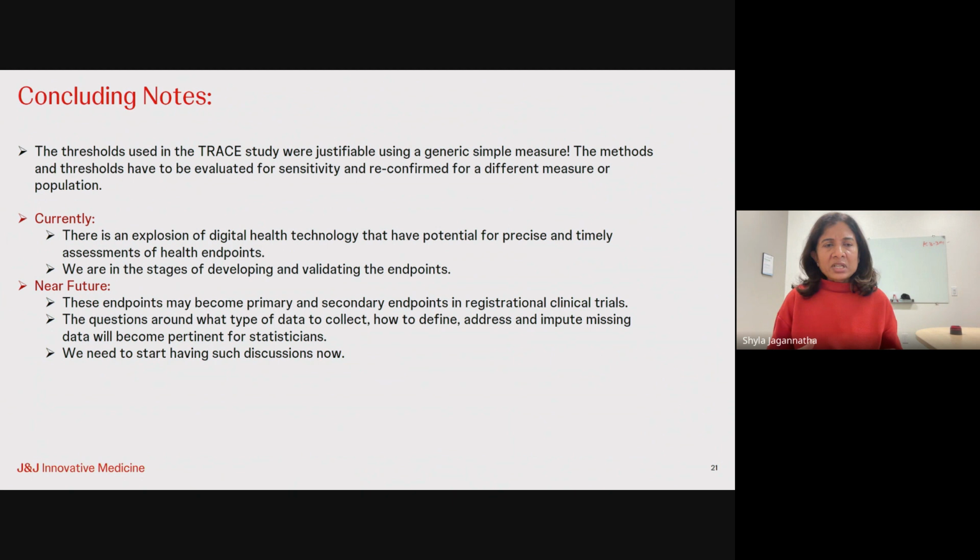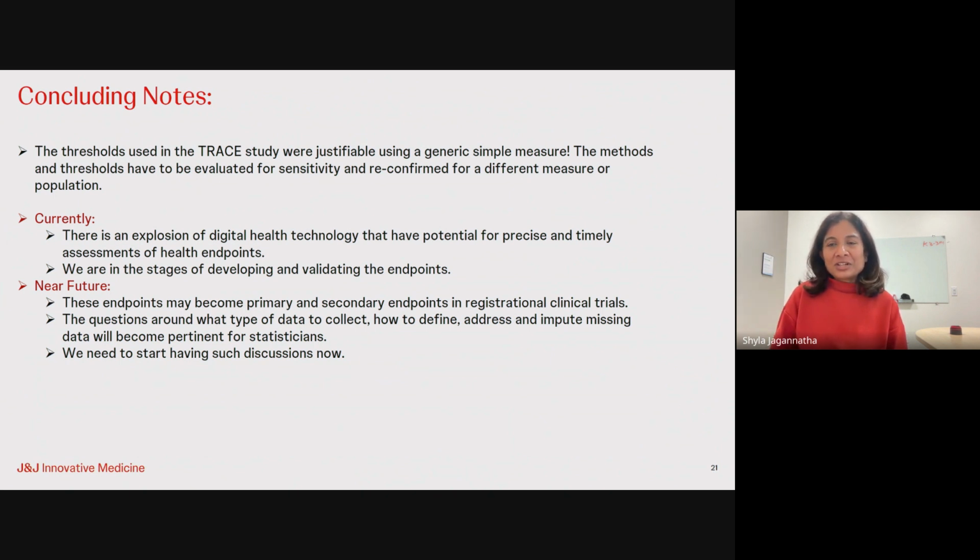I want to wrap up by saying currently, as we have been discussing, there's an explosion of digital health technology that has potential for precise and timely assessment of health endpoints. We are currently in the stages of developing and validating the endpoints, which, as you know from the previous presentations, is not a small task, but we are progressing.